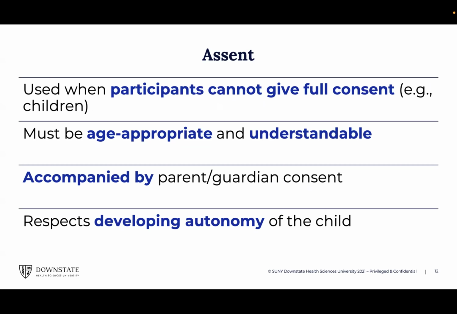Usually with children, the language has to be age appropriate. So if you are doing an assent with a third grader, you need to make sure that the language is on their reading level, and that you're not using a lot of jargon that will be difficult for a third grader to access. And that it's very clear, not in scientific description, but in a layman's interpretation of what it is that you're doing. Assents are always accompanied by a parent or guardian informed consent.